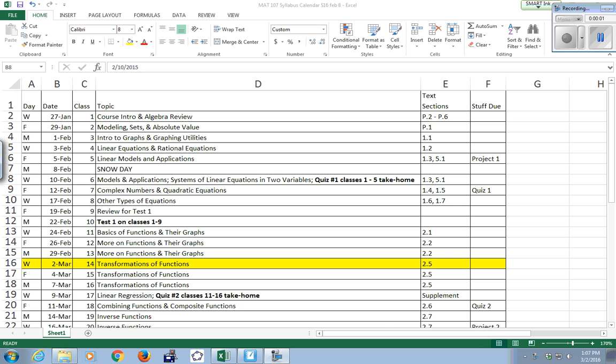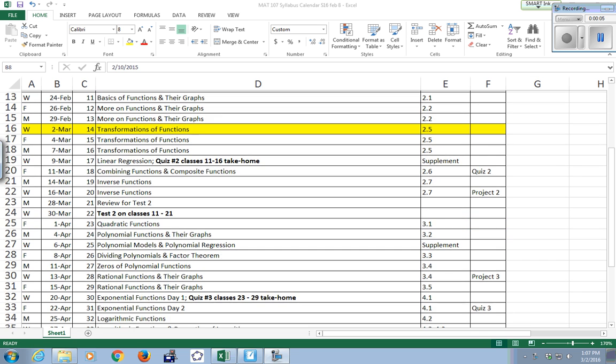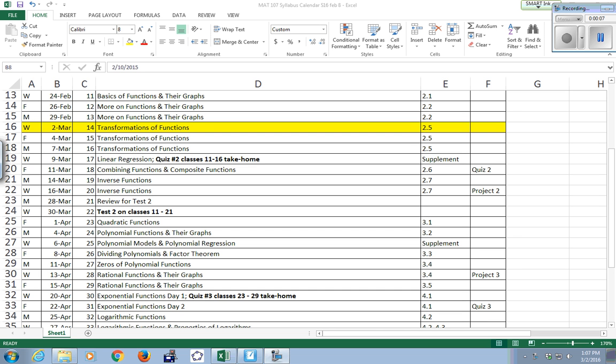Okay, so let's take a look at our schedule. We're going to talk about transformations of functions today. This is section 2.5 out of your textbook. We're going to talk about 2.5 for 3 full classes.